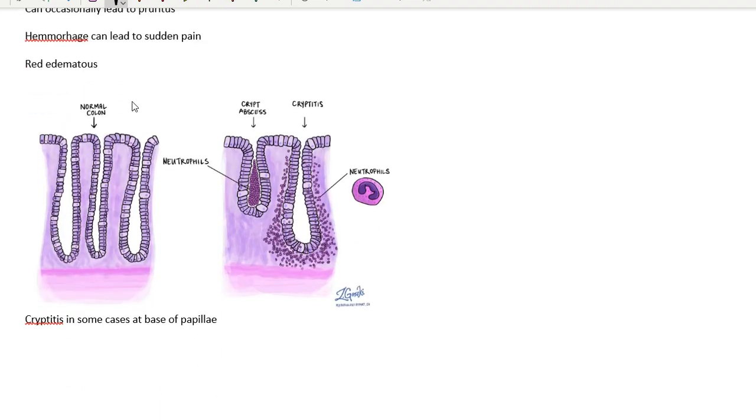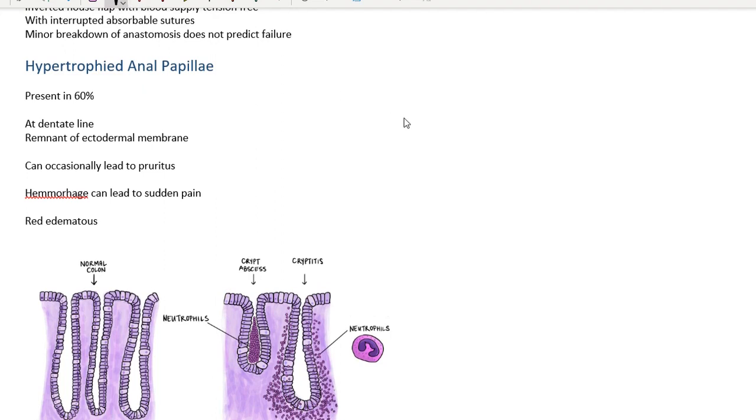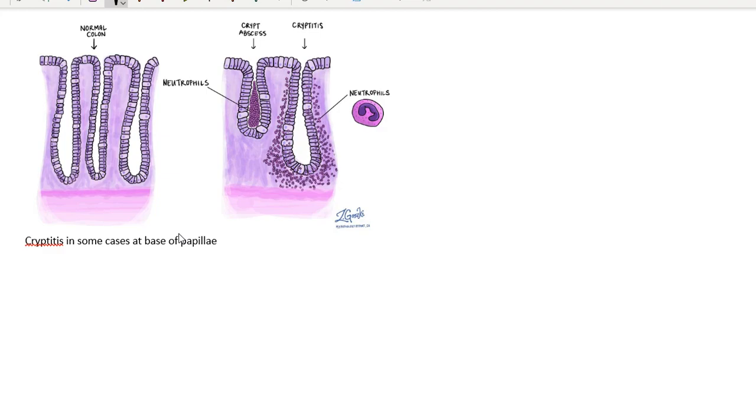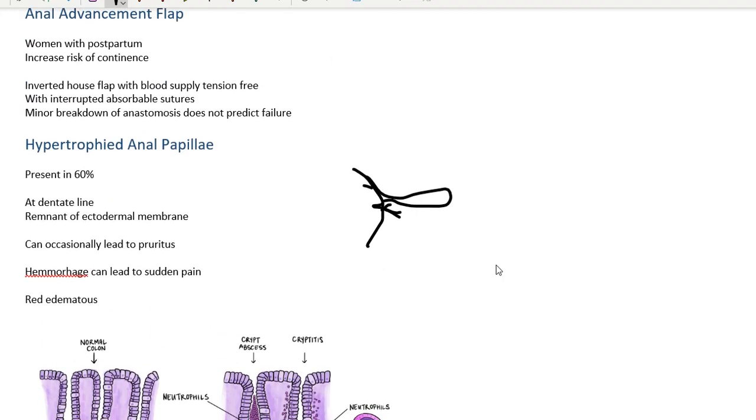And sometimes, for example, this is a papilla, this is the anal canal, and this is the dentate line, there is a papilla over here. Sometimes there are small glands which are secreting mucus, and they can get infected, and they will lead to cryptitis. Understand? And cryptitis at the base of the fissure.